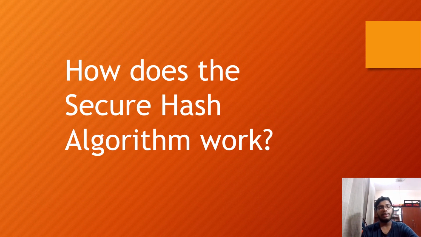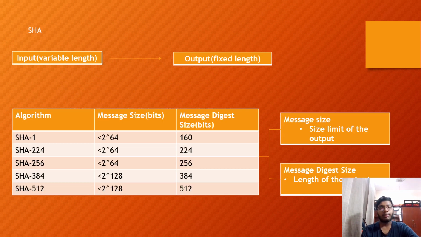So, how does the secure hash algorithm work? SHA takes an input of variable length and always converts that into an output of fixed length. The message size, or the size limit of the input, and the message digest size, or the length of the output, aka the hash value, both depend on the type of SHA. In the case of SHA-256, it can take an input of any length between 0 and 2 to the power 64 and will always generate a hash value that is 256 bits long.